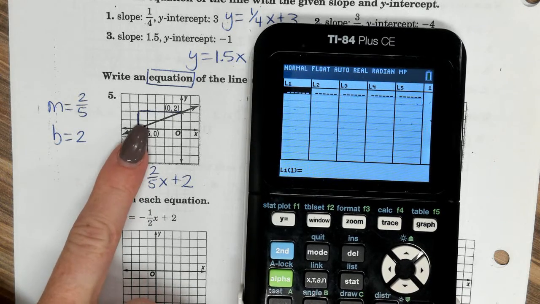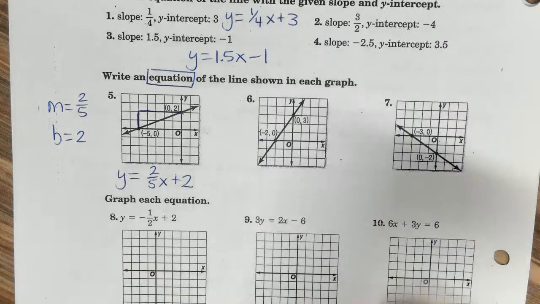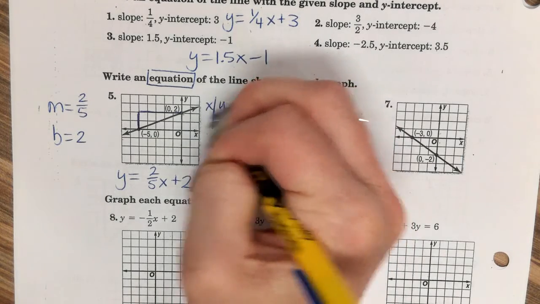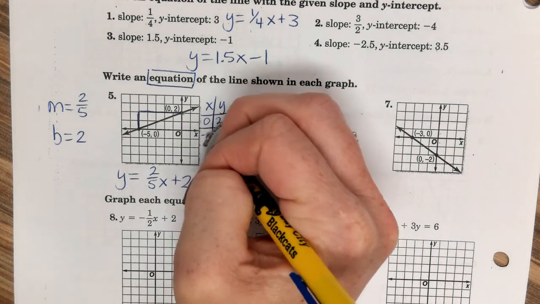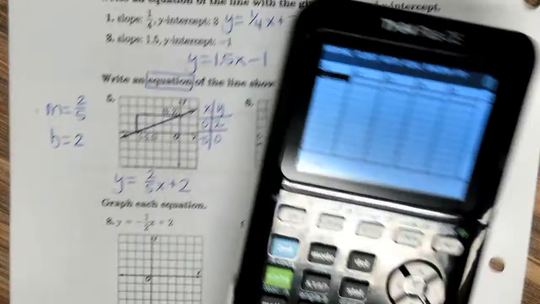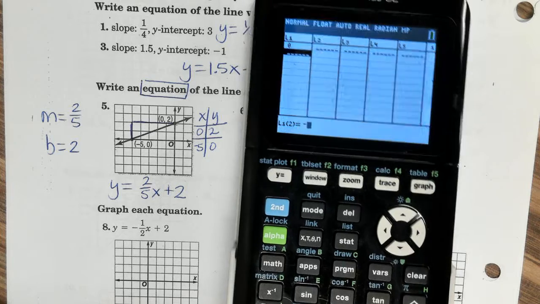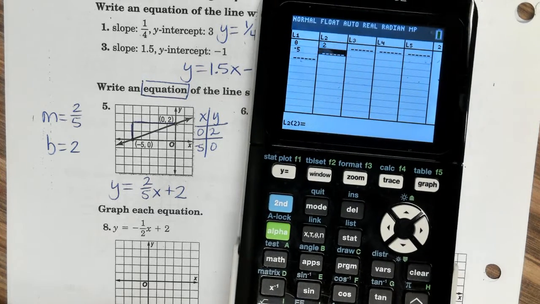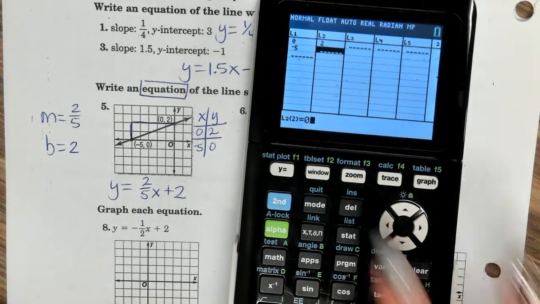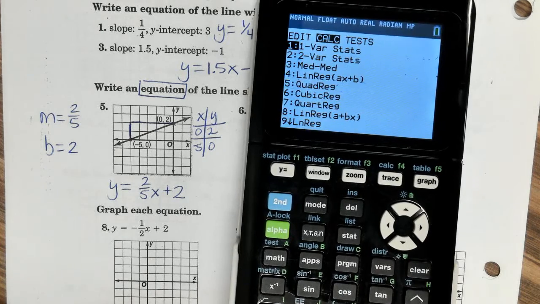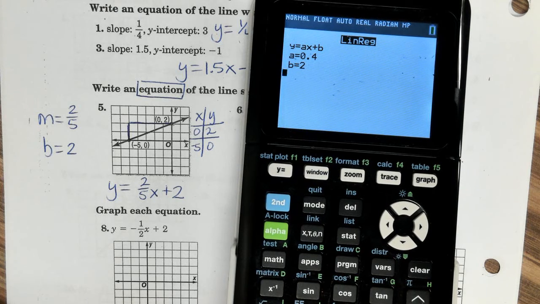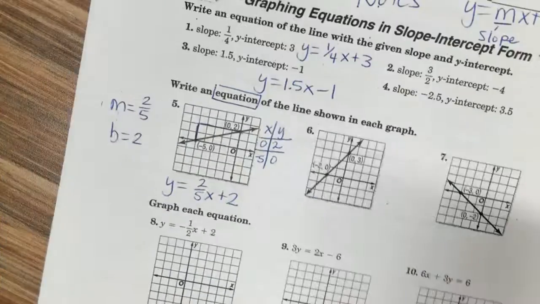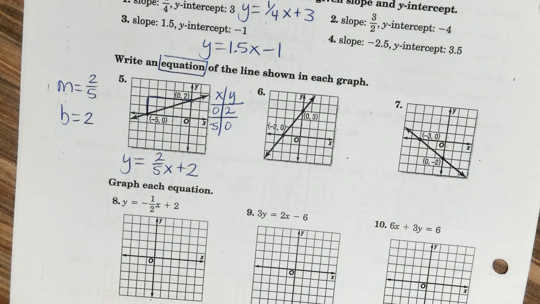Now, be careful with stat, though, because I have a lot of students putting them in incorrectly. The x's have to be L1. So if you need to make a table and say, hey, my x is 0, my y is 2, my x is -5, my y is 0, then go put it in. 0, enter, -5, enter, 2, enter, 0, enter. Stat calc. Did I get the same answer? Yes. Are we okay?